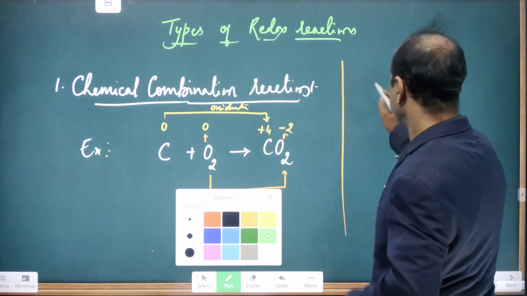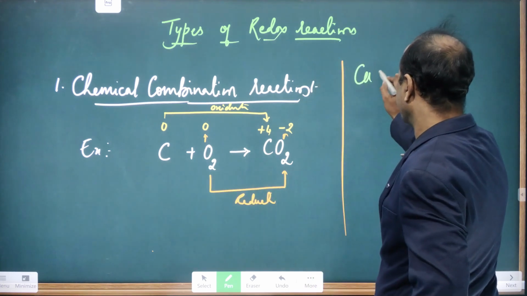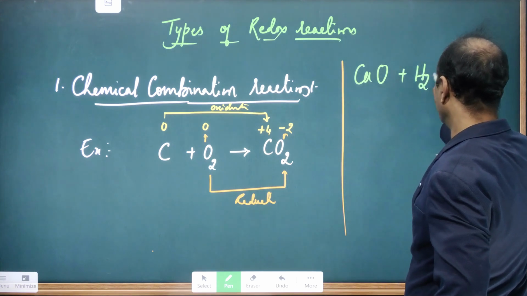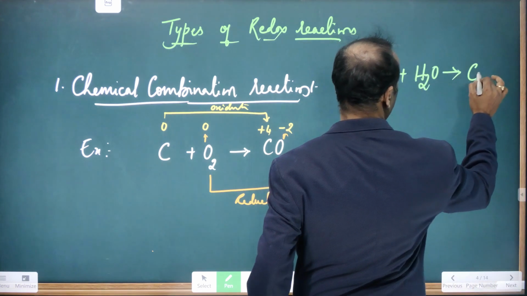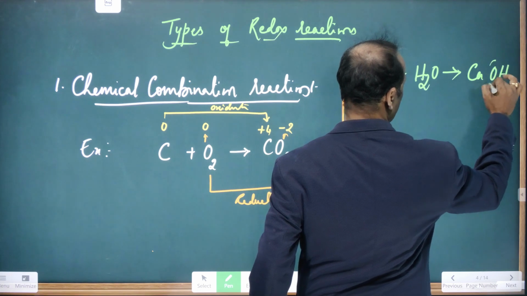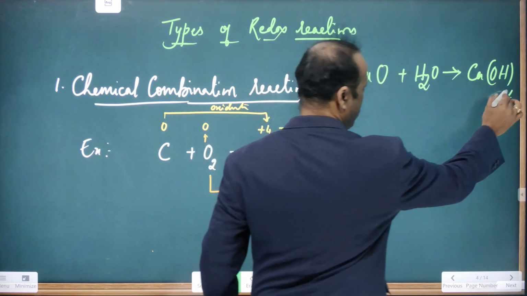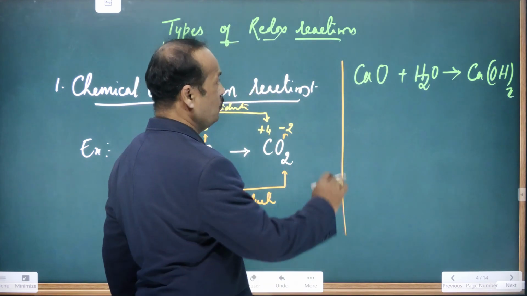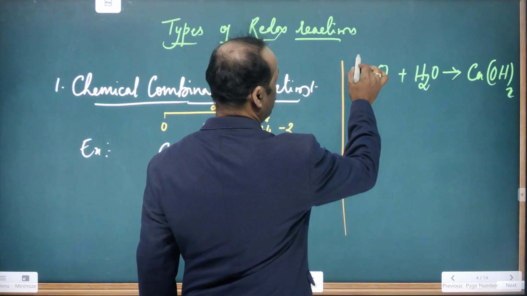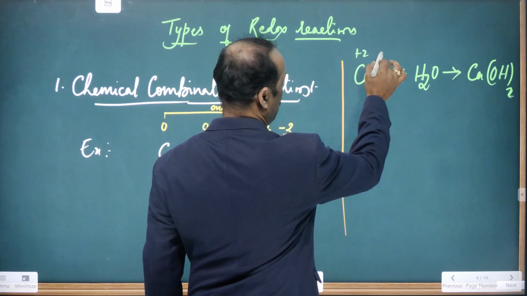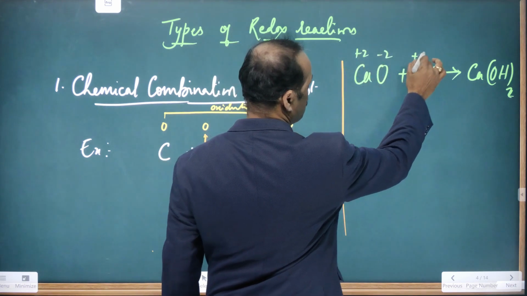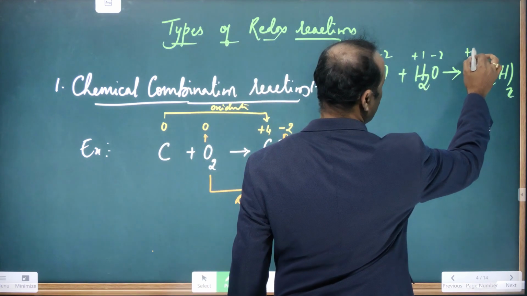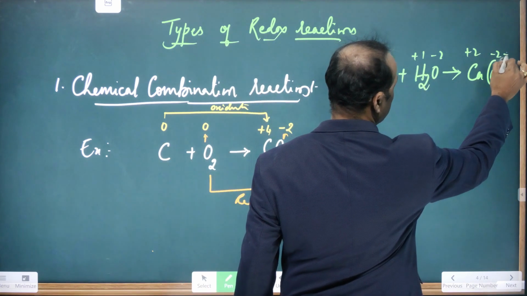But if you see some other examples, for example, calcium oxide, that is CaO. When it reacts with water, H2O, it forms calcium hydroxide, Ca(OH)2. So this is the calcium hydroxide formation. Now if you see here, calcium oxidation number is +2, oxygen is -2, hydrogen is +1, oxygen is -2. Again calcium is +2, oxygen is -2, hydrogen is +1.